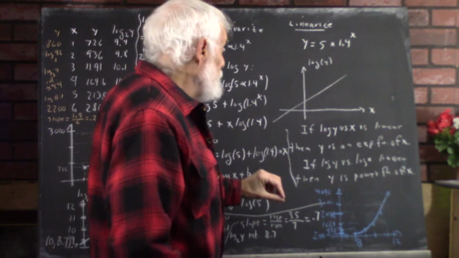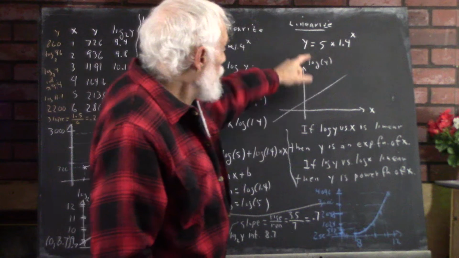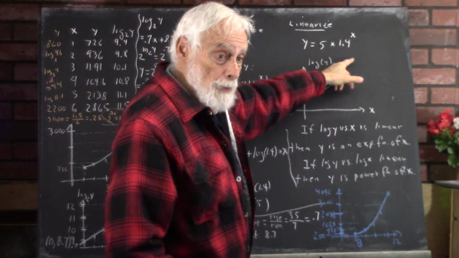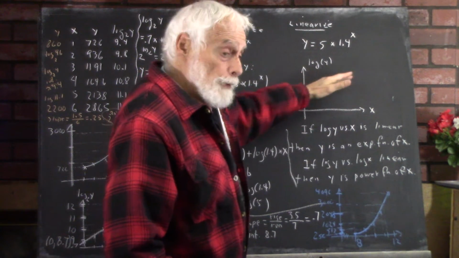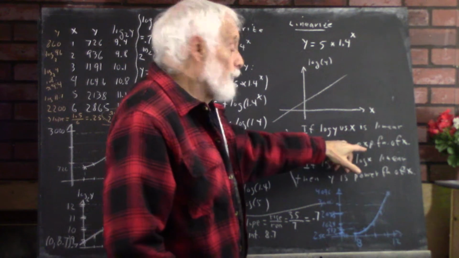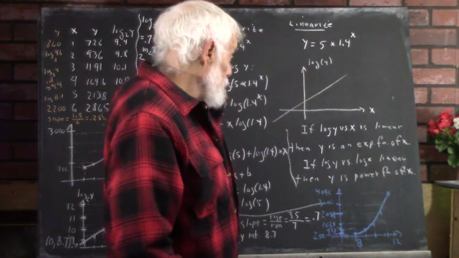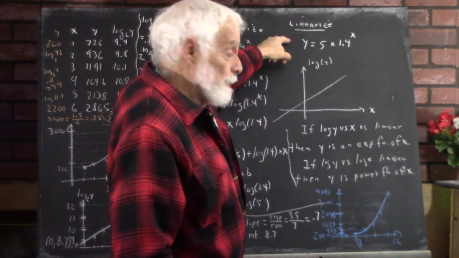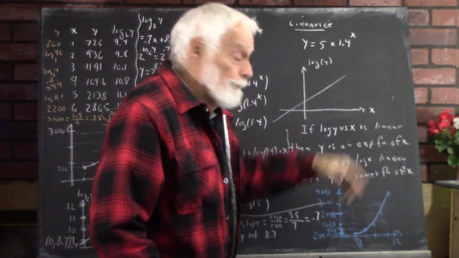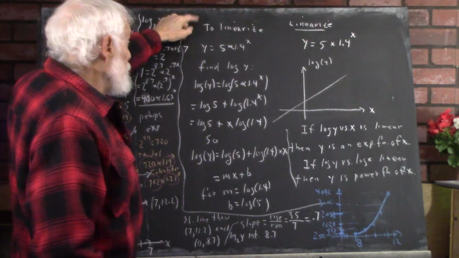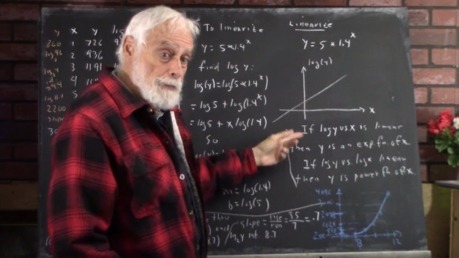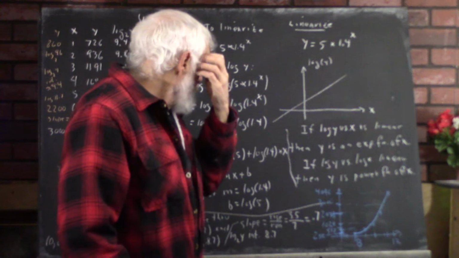But let's now see what happens if we do log y versus x for a function that we know is exponential. We've already said that if you get a straight line graph of log y versus x, then y is an exponential function of x. We never said that if y is an exponential function of x, then log y versus x has to be a straight line.